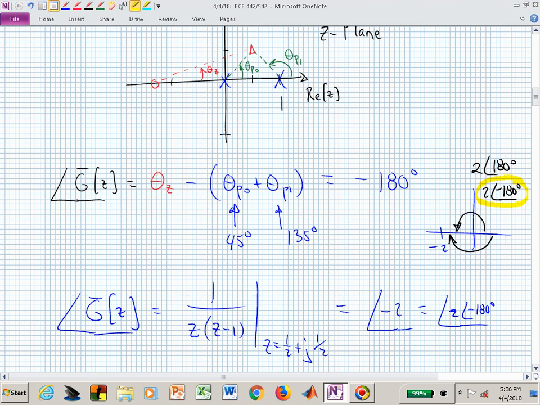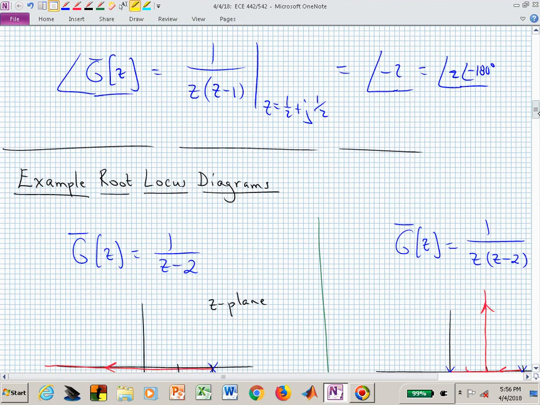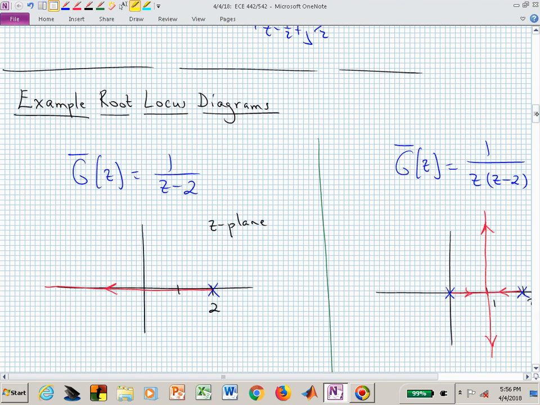Other questions? But we now need to be thinking about complex numbers graphically as far as their polar form, length and angle. And we're measuring those angles with respect to the positive real line. All right. So let's look at some examples.